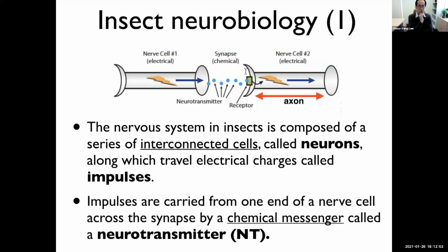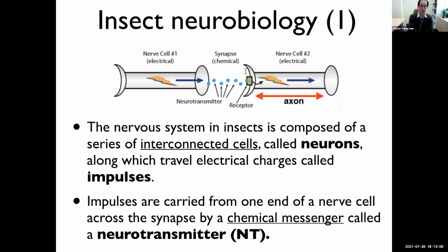So let us move on to insect neurobiology. I'm going to go slower with this one. Now, if you look at the insect nervous system, it is basically composed of a series of interconnected cells.